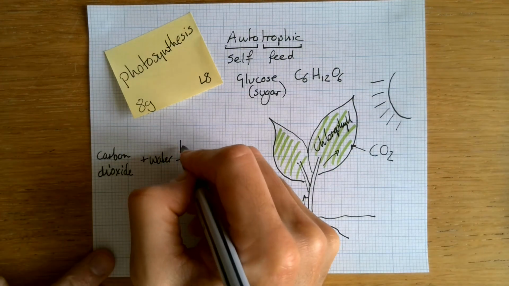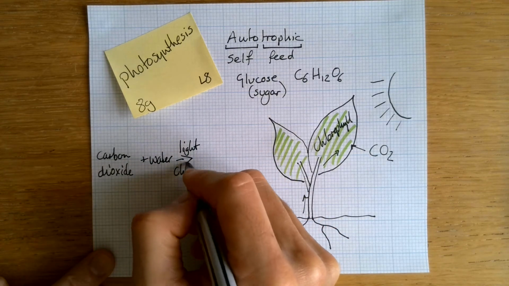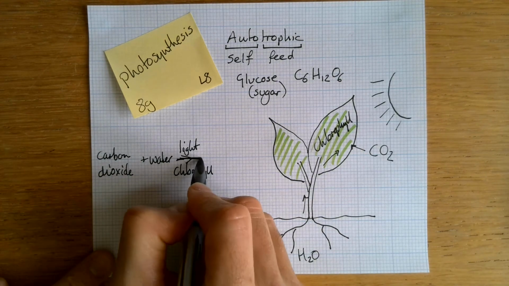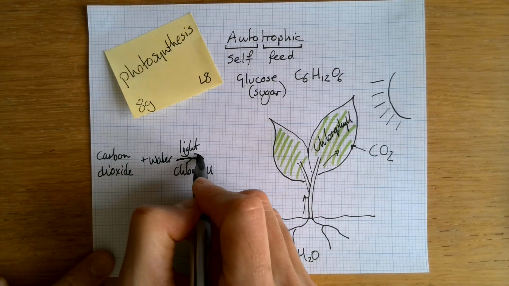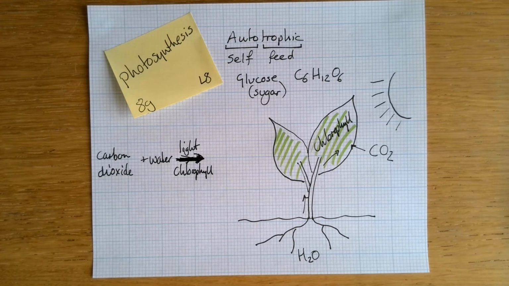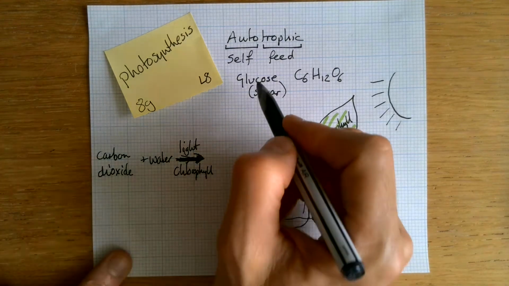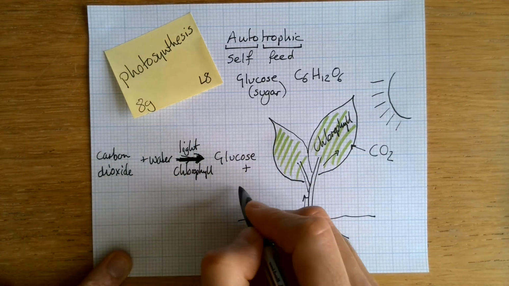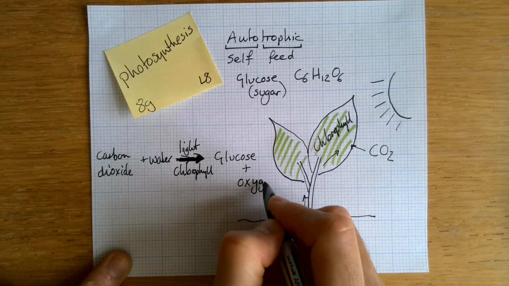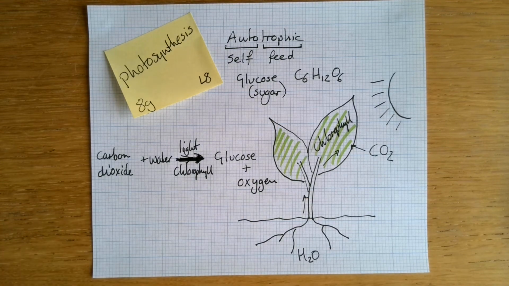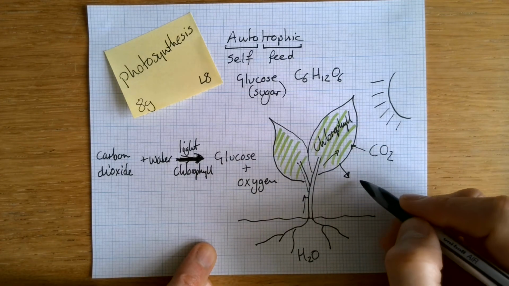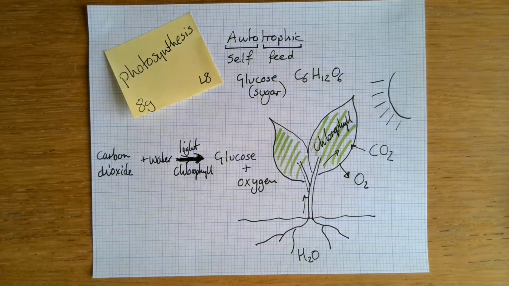So let's add light and chlorophyll above and below the arrow. We'll make that a little bit bigger, shall we? There we go. Here's our reaction arrow. The two products then that we're going to make, we definitely want to get our glucose, and our final waste product is oxygen. And the oxygen can leave through these little holes on the underside of the leaf and back out into the atmosphere.